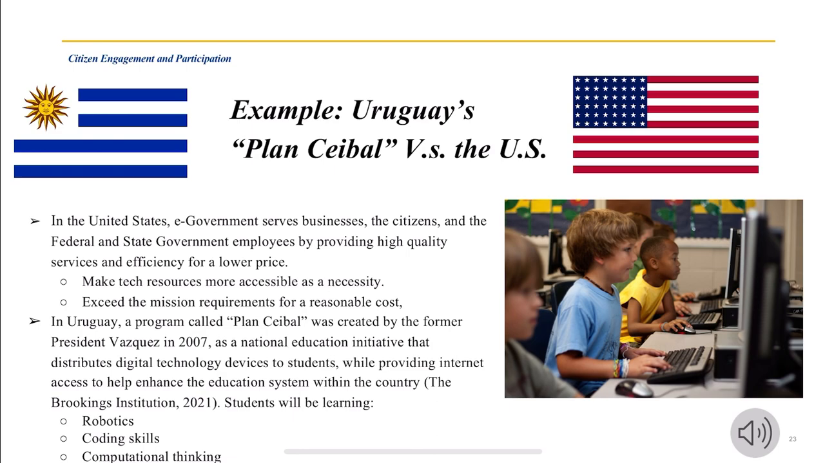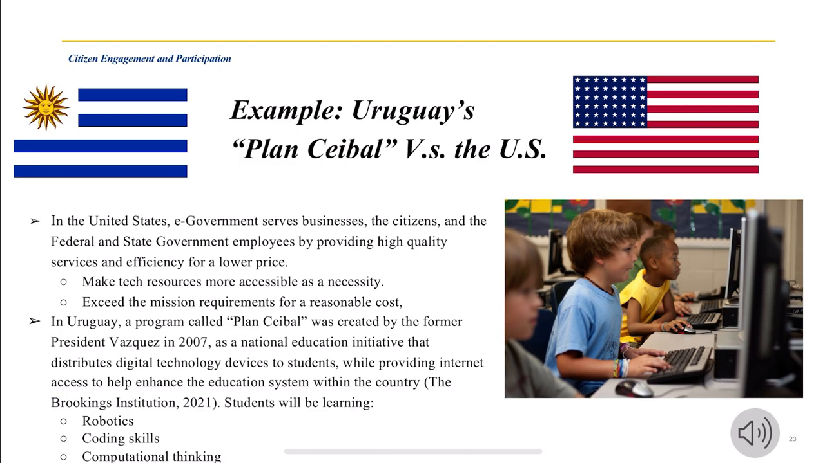Unlike the overpriced operations, agencies are working together and strategizing ideas on how to develop basic solutions that will exceed the mission requirements for a reasonable cost, which will make tech resources more accessible as a necessity.